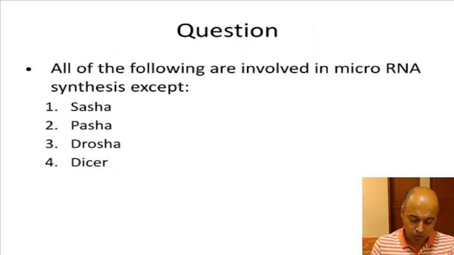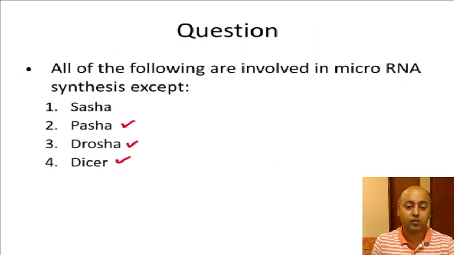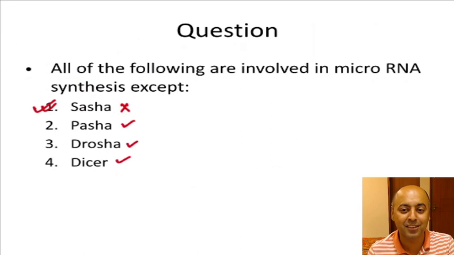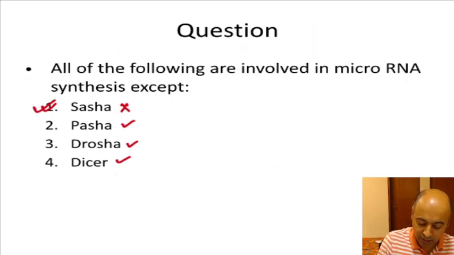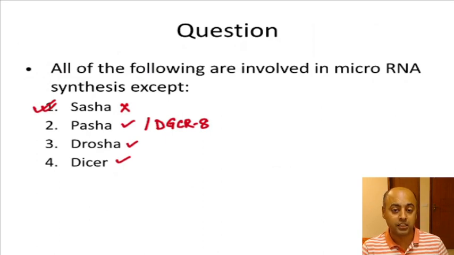Okay, all of the following are involved in microRNA synthesis except, we've already said, Drosha is required, Pasha is required, Dicer is required, Sasha is not required. Sasha must be a villain in some Hindi serial, I don't know, but it is not involved in the microRNA synthesis where we have the Drosha, Pasha and Dicer. Remember, the alternate name for Pasha is DGCR8. Alternate name for Pasha is DGCR8.